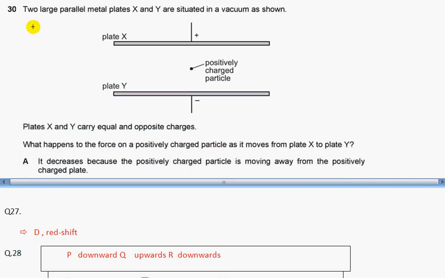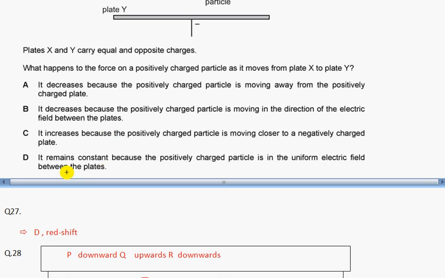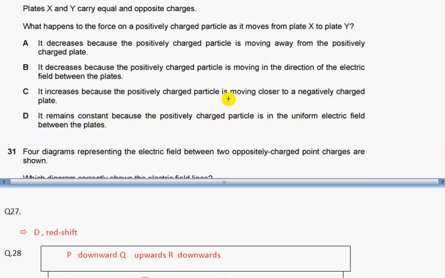Two large parallel metal plates X and Y are situated in vacuum as shown. Plates X and Y carry equal and opposite charge. What happens to the force on the positive charged particle as it moves from plate X to plate Y? So a positive charge is moving in a uniform electric field, and force will be charge times constant, uniform field. So we choose answer D. It remains constant because the positively charged particle is in a uniform electric field.